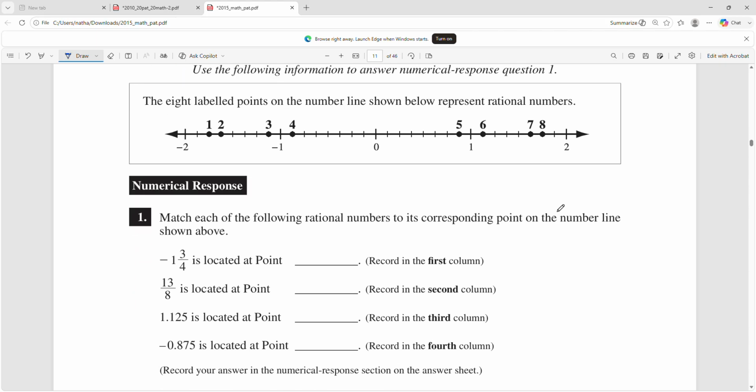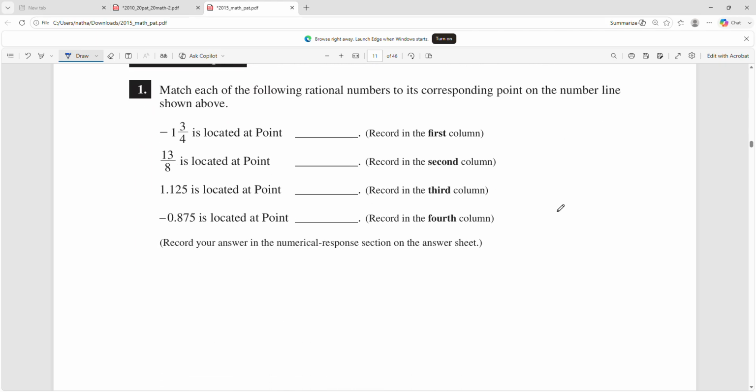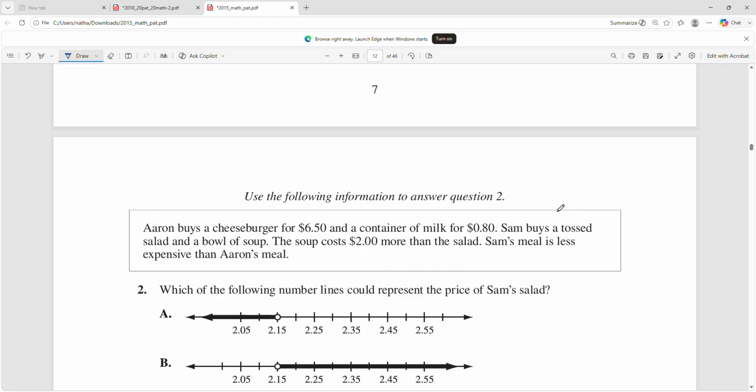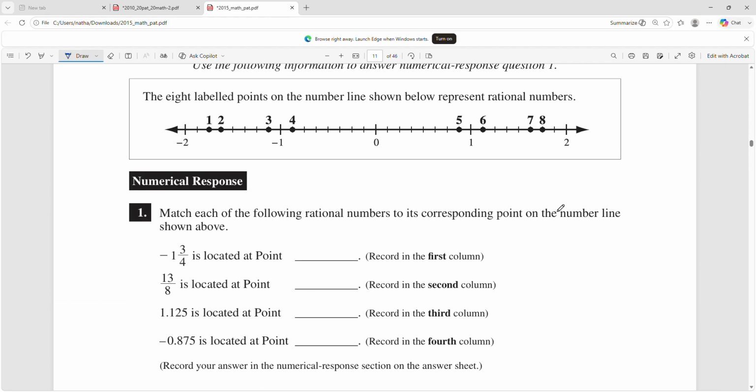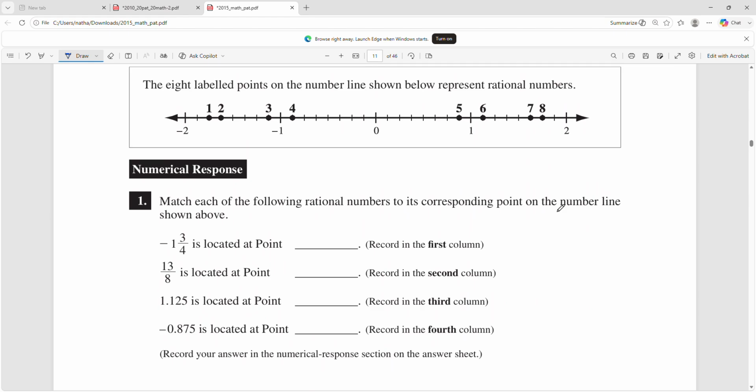Okay, question two. I feel like we did this in class. We've done a lot of these, but here we go. We'll just do it quickly. So match each of the following rational numbers to its corresponding point on the number line. So we're going to notice a couple things here.